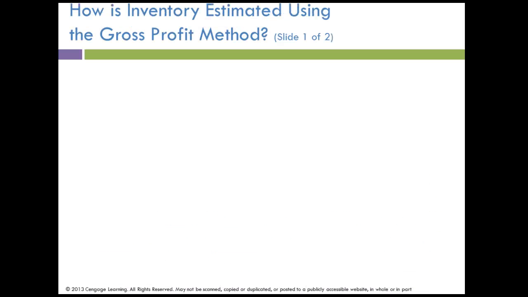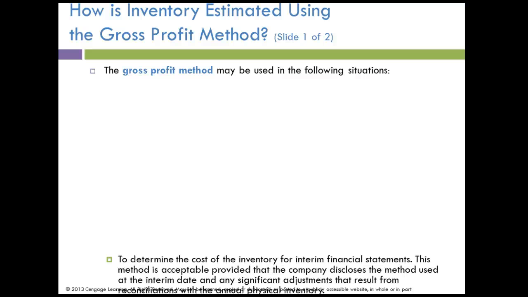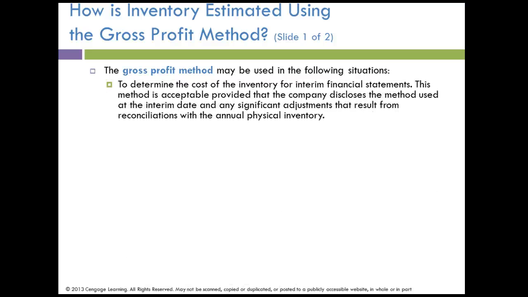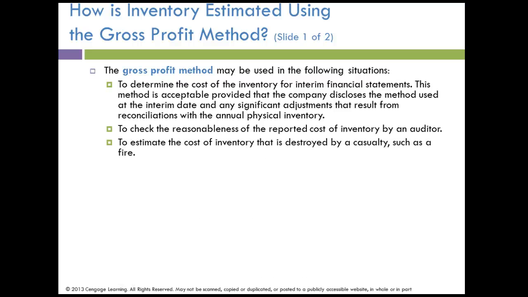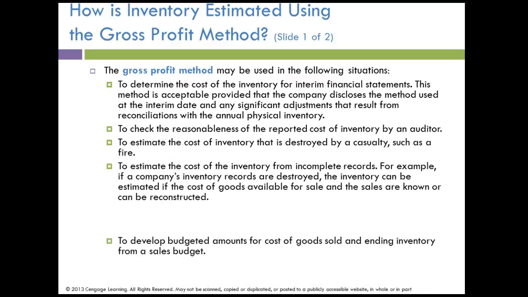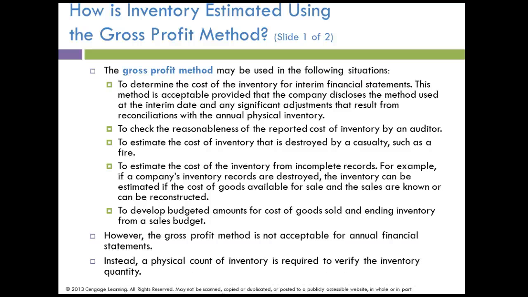Okay, let's talk about the gross profit method. This is another method that can be used to value our inventory just like FIFO, LIFO, average. And gross profit method is done sometimes with the interim financial statements. And basically what we'll do is show how this method works. Know that the gross profit method isn't acceptable for annual financial statements. This is done more for an interim purpose.